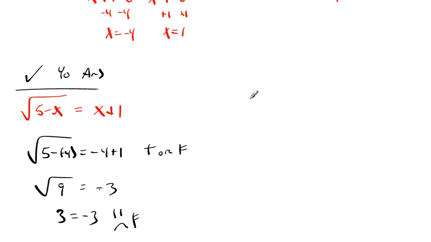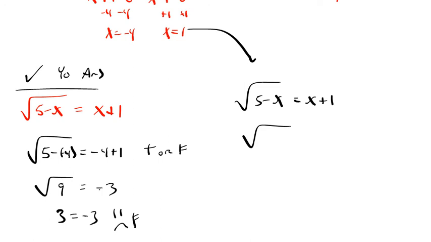Okay, now let's check our other one. The square root of 5 minus x is equal to x plus 1. Let's go ahead and check 1. Let's plug in 1 and see what happens. Is it true or false that the square root of 5 minus 1 is equal to 1 plus 1? Well, let's find out here. 5 minus 1 is 4, right? So that's the square root of 4 equal to 2. And the square root of 4 is 2, equals 2.